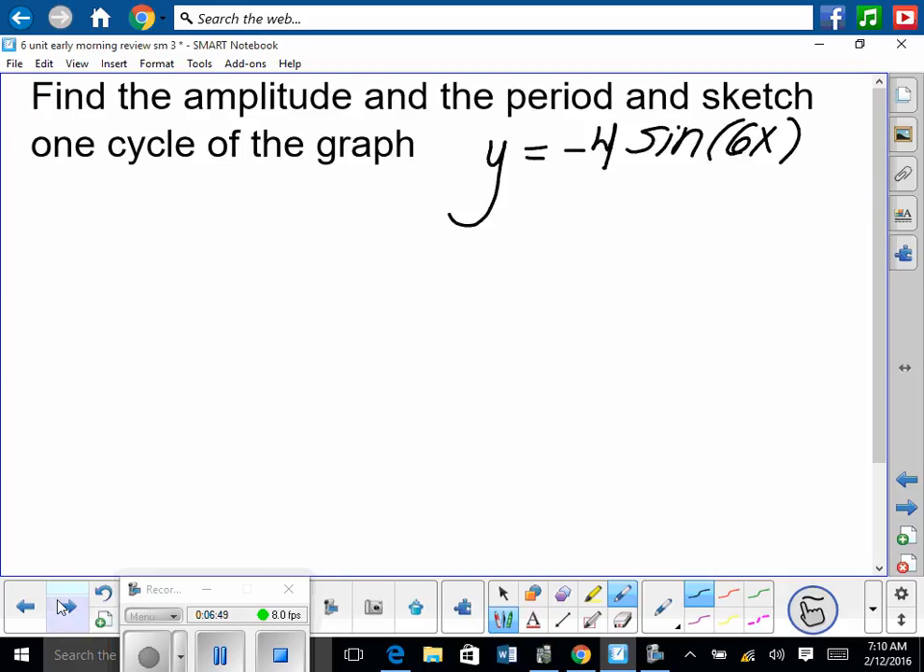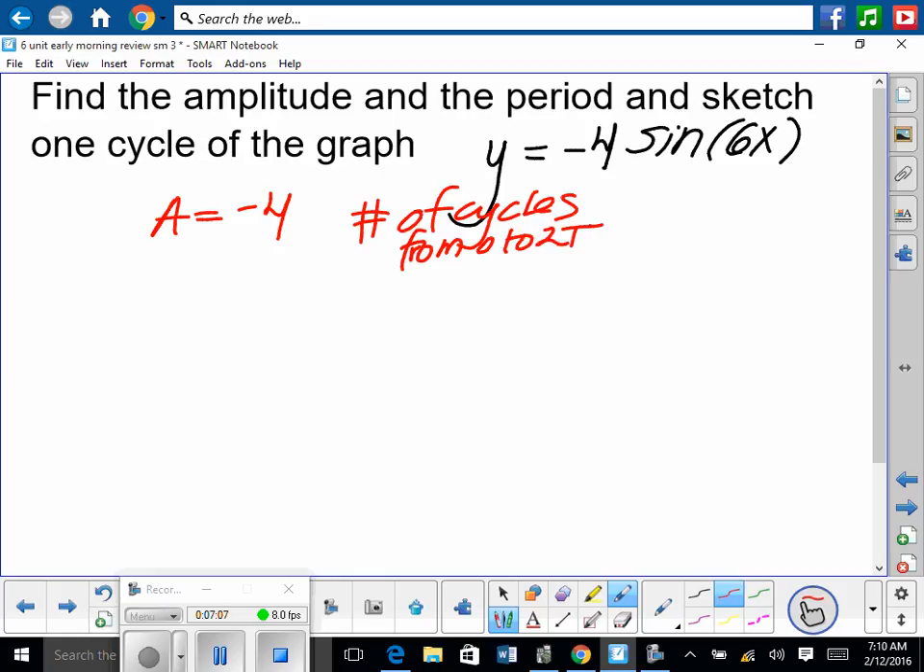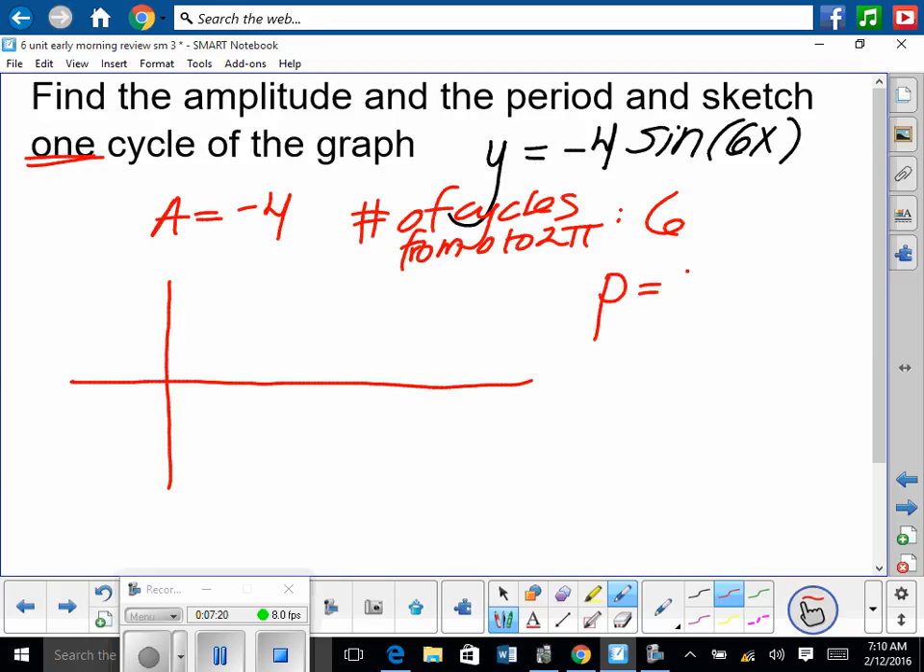Okay. So with this one, find the amplitude, find the period, sketch 1 cycle of the graph. So we're doing this again. Amplitude, there'll be 2 problems. Amplitude is -4. The number of cycles from 0 to 2 pi is 6. So with this one, it says draw in 1 cycle. I'll just draw in 1. So we know that our period is the length of 1 cycle. So 2 pi divided by b, which is 6 pi thirds.